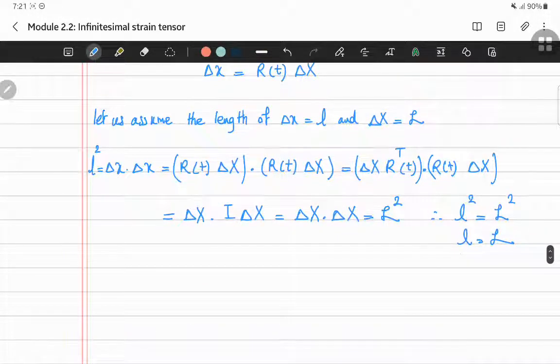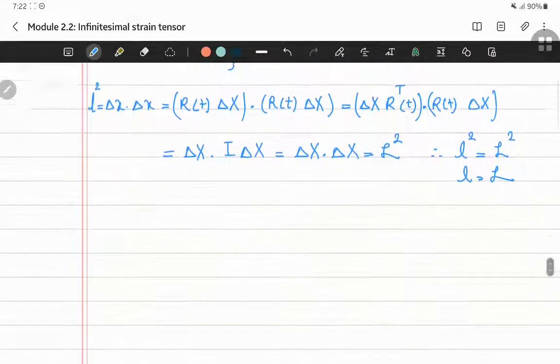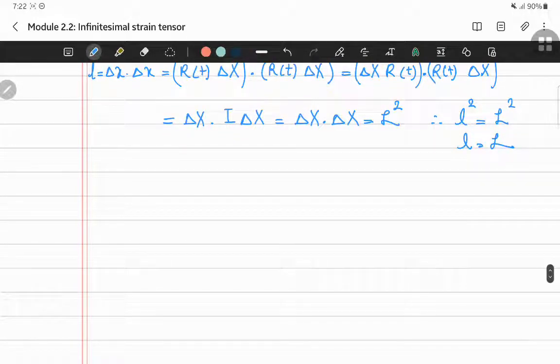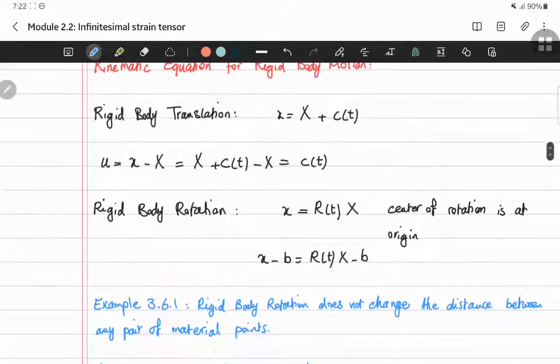And then I showed that its length does not change, in the current configuration as well as the reference configuration. All right. We also have another example here, but we'll talk about this later, because now we have the combined.